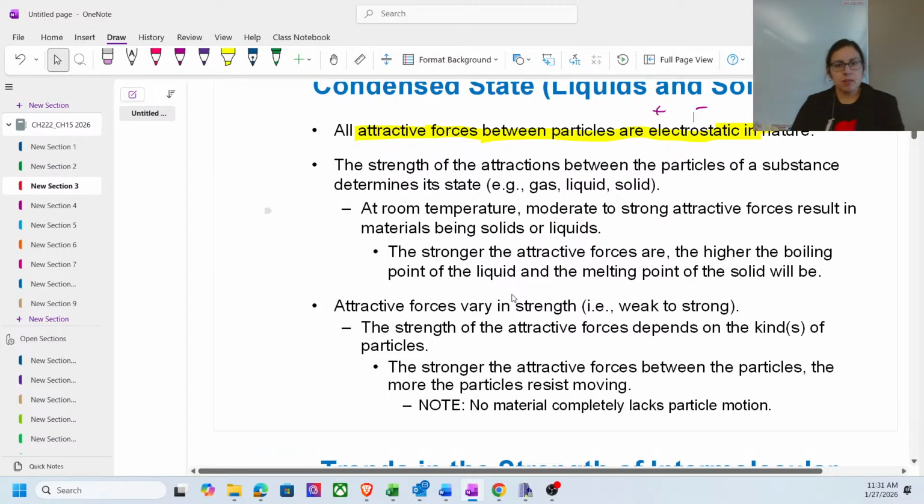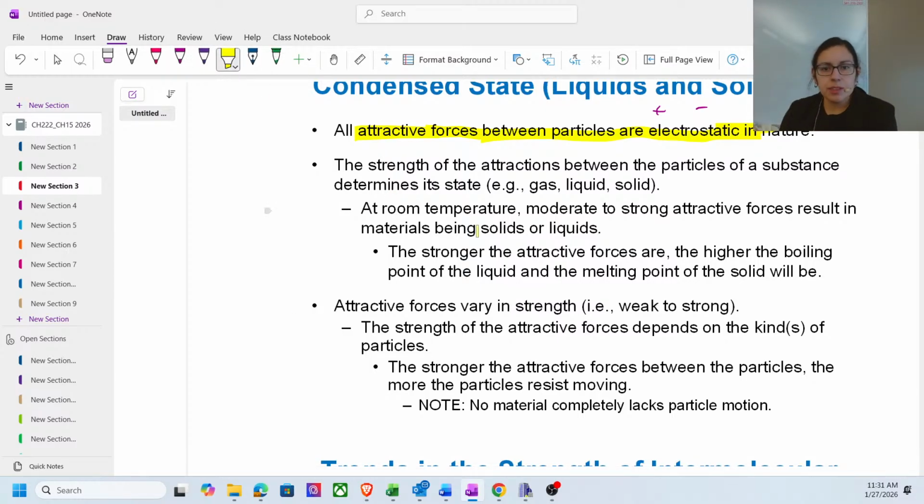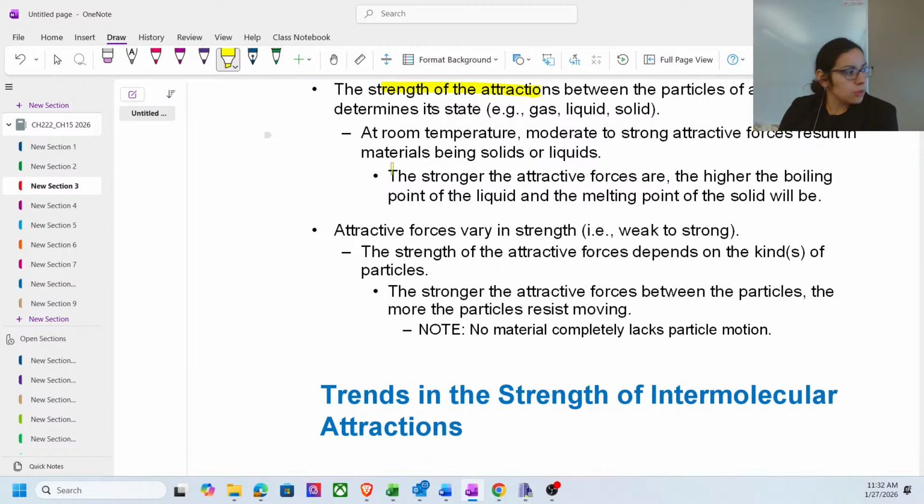Then we'll look at these attractive forces and the strength of them. We can at least do relative rankings, or see why some things have a lower melting point than others. We'll see that at room temperature, moderate to strong attractive forces result in materials being solids or liquids. The stronger the attractive forces, the higher the boiling point of the liquid and the melting point of the solid will be. So that kind of makes sense.